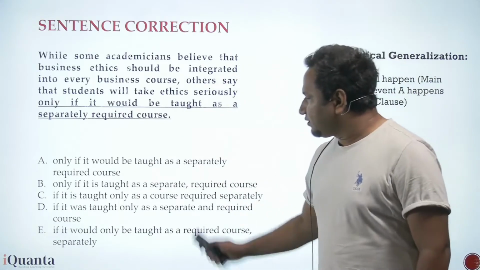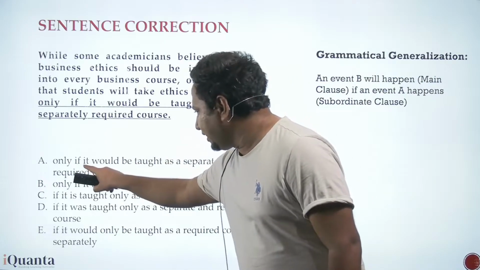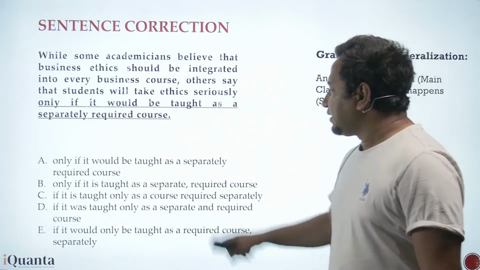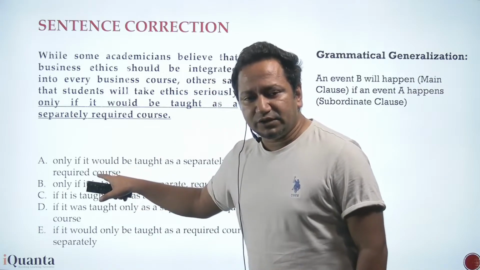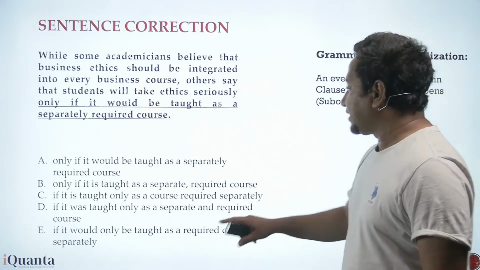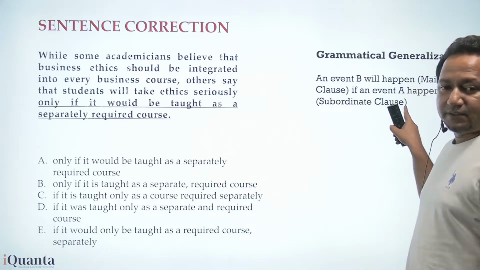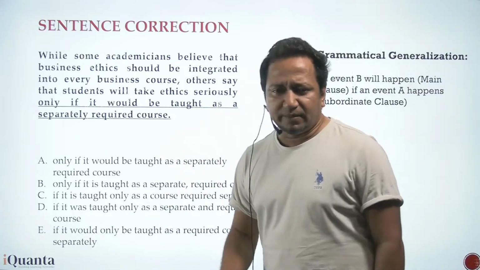Now, if we look at these statements, option A says "only if it would be taught as a separately required course." Of course, here you can see that they have used "would." That means they have used future, whereas they should have been using present tense. That is something which we can get from the generalization. So option A is automatically eliminated.